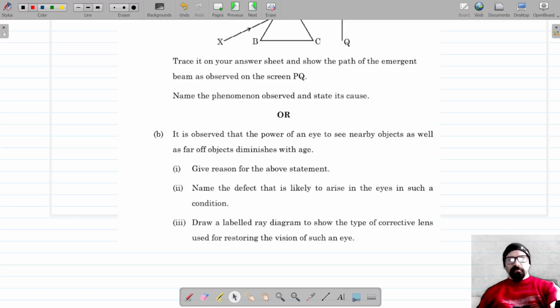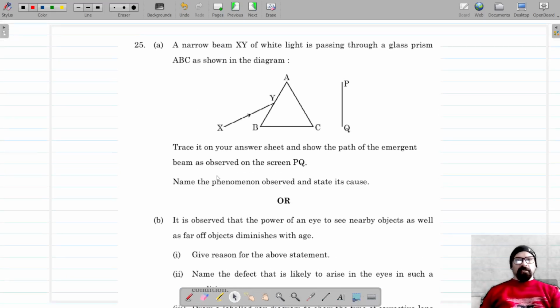Okay, for the next question, that is question number 25, which says a narrow beam XY of white light is passing through a glass prism as shown in the figure, and we have to trace it on your answer sheet and show the path of the emergent beam as observed on the screen PQ. So this is the screen, and we have to name the phenomenon observed and state its cause.